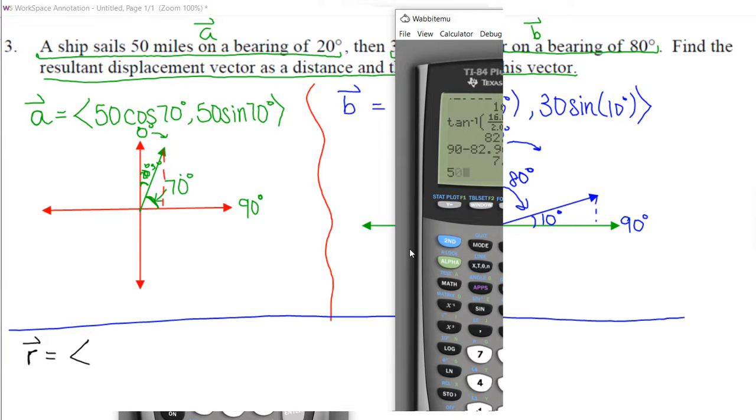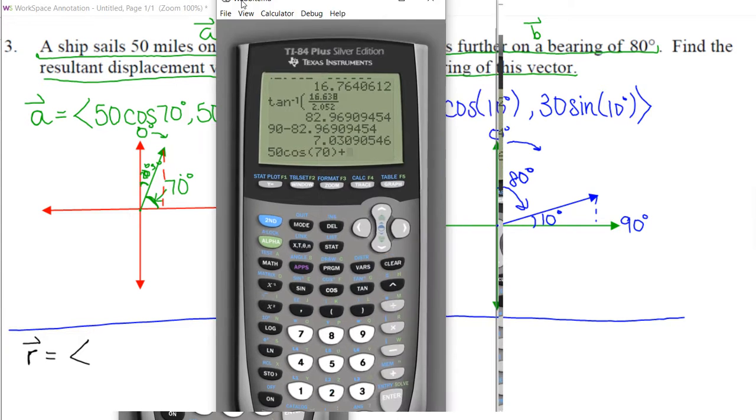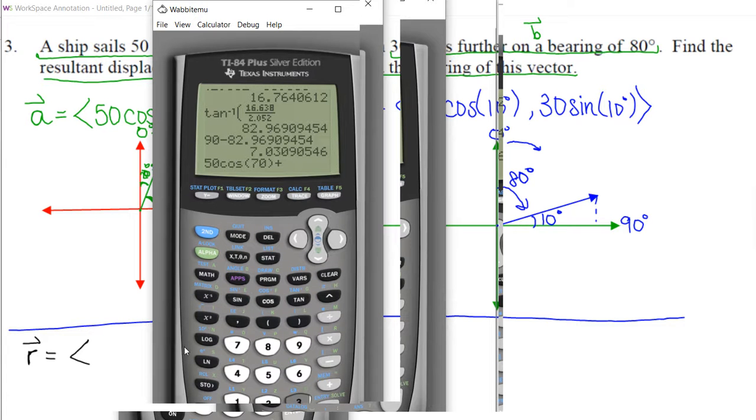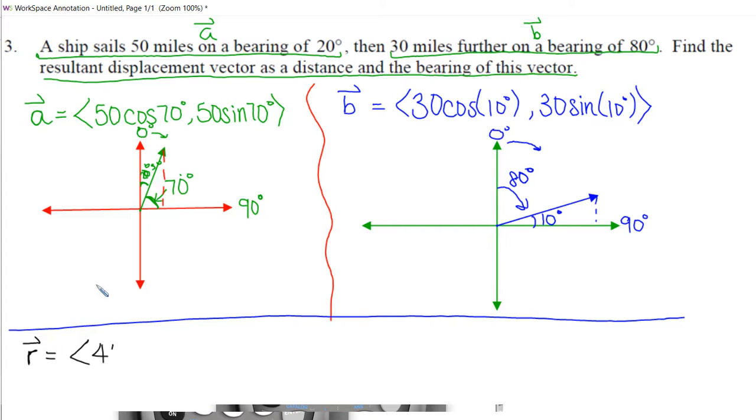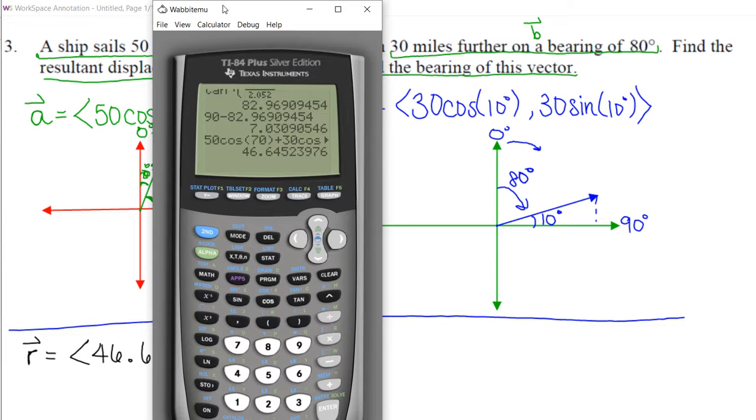So I'm going to add the x's together. So I'll do 50 cosine of 70 degrees, close the parentheses, plus, what was the other one? 30 cosine of 10 degrees. And that's going to give us 46.645. So 46.645 to the right, since it's our x corner point.